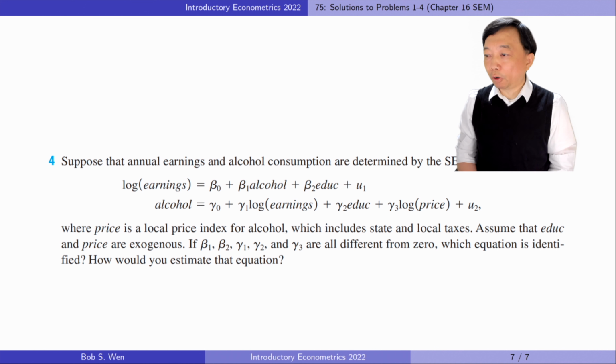Let's do Problem 4. Suppose that annual earnings and alcohol consumption are determined by the simultaneous equations model, where price is a local price index for alcohol, which includes state and local taxes. Assume that education and price are exogenous. If beta 1, beta 2, gamma 1, gamma 2, and gamma 3 are all different from 0, which equation is identified? How would you estimate the equation?